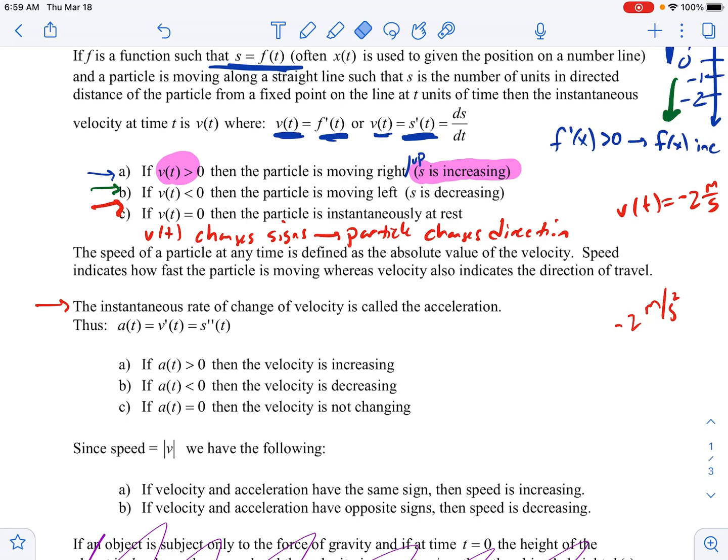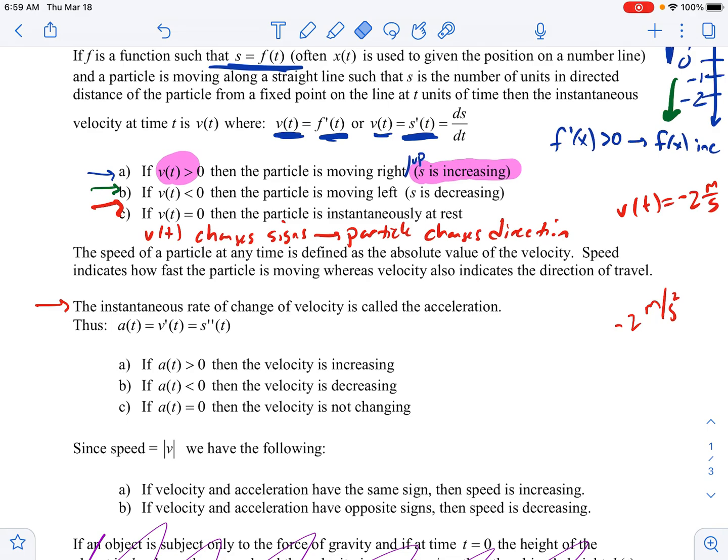So maybe at 1 second I'm traveling at 10 meters per second, and then the next second I'm only traveling 8 meters per second, and then the next second I'm traveling at only 6 meters per second. The rate of change of velocity is changing. That's acceleration.